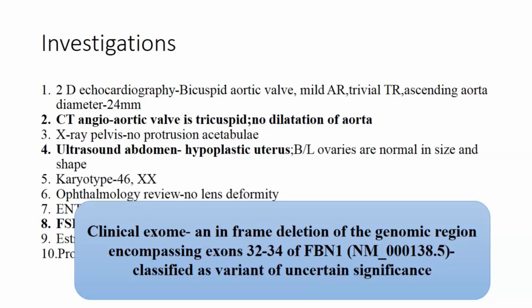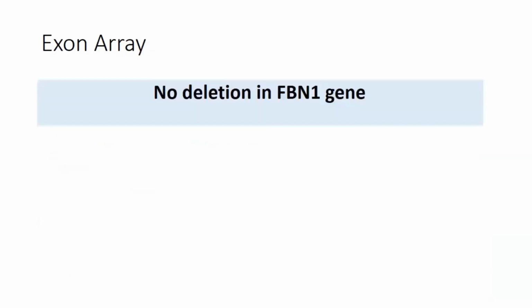An easier commercial test, which is easily available, although a little costly, was exon array. So what does exon array do? It's like a microarray. It's a combination of microarray and exome sequencing, and it will only look at the various exons. So we called up the patient and they decided to undergo the testing, and on exon array, there was no deletion in the FBN1 gene, right? So now do you call this patient Marfan? No.